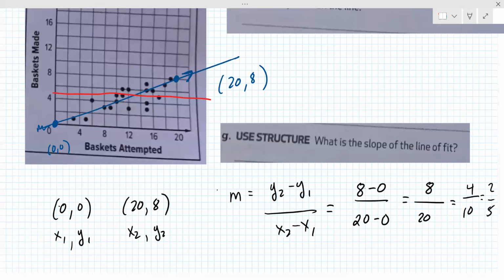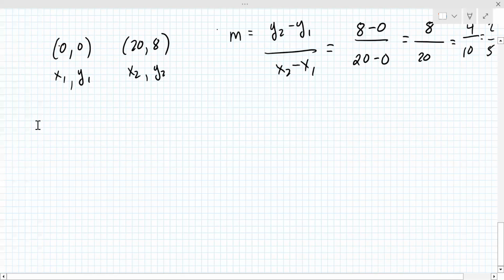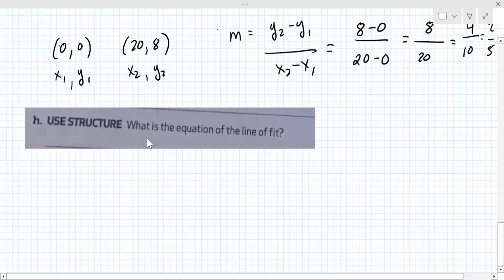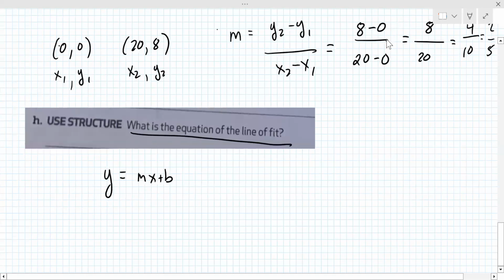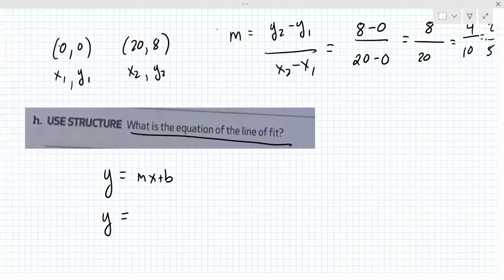All right, and then the letter H here, kind of the final part here, is to write the equation. So we've been doing this for a long time now. The equation of the line is y equals mx plus b. That number you just found, that 2/5, is the slope. 2/5 x plus b.